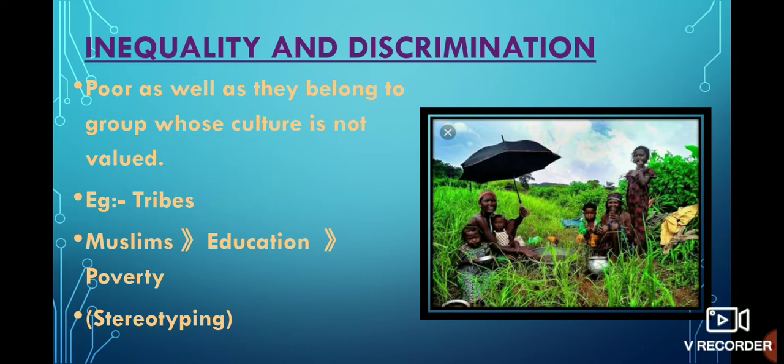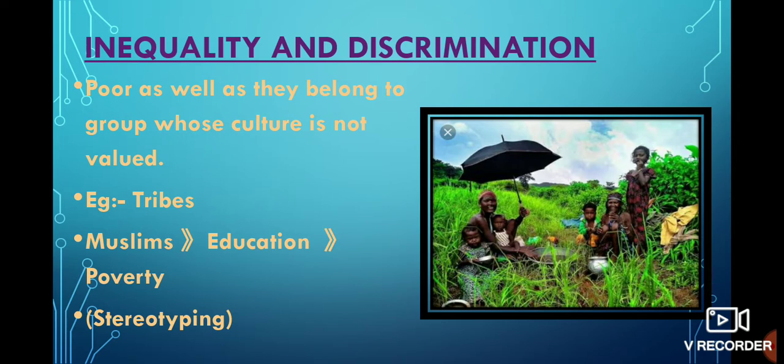For example, tribal peoples. They are very poor, and secondly, that particular group of people is not respected by those people who are not tribal, who do not live in jungles. So obviously they are facing the discrimination problem both ways, poor as well as because their culture is not valued by the society.